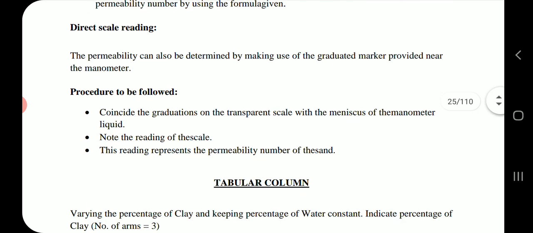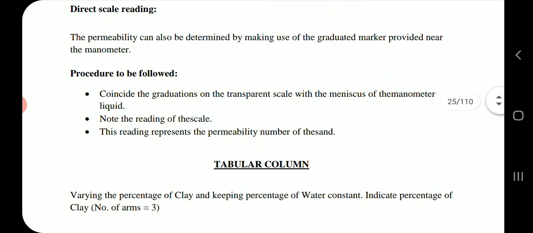Direct scale reading: the permeability number can also be determined by making use of the graduated marker provided near the manometer. Procedure to be followed: coincide the graduations on the transparent scale with the meniscus of the manometer liquid. Note the reading of the scale. The reading represents the permeability number of the sand.